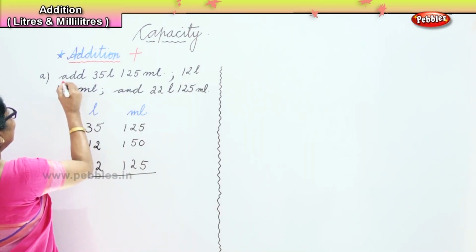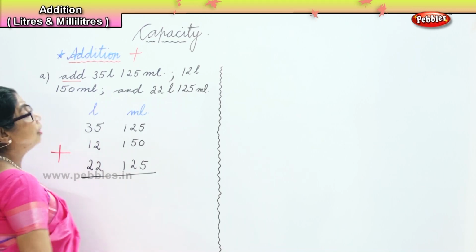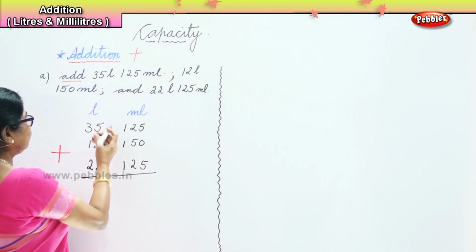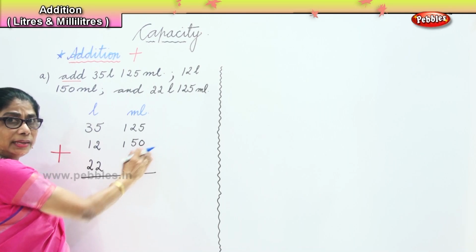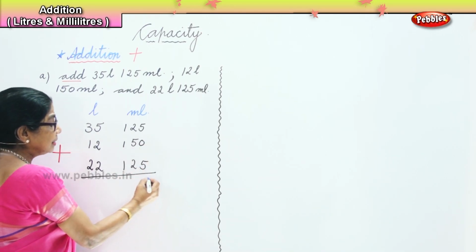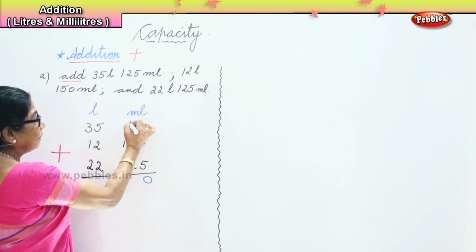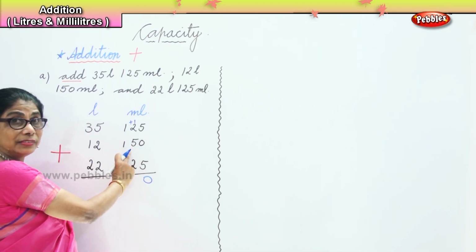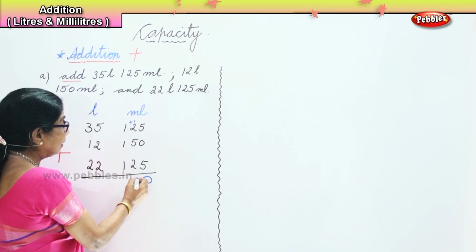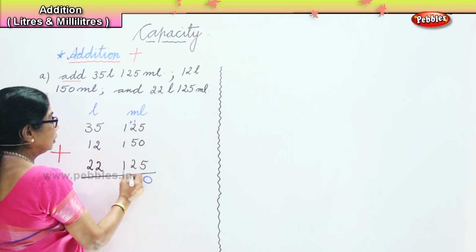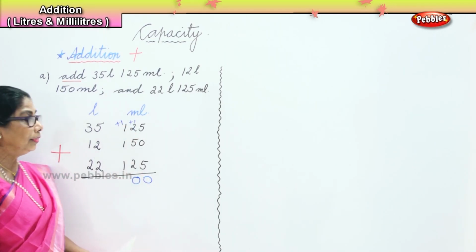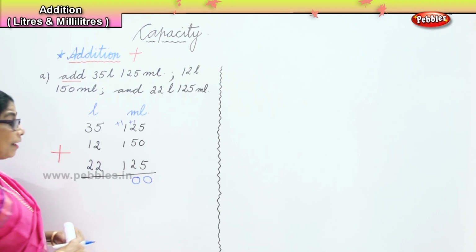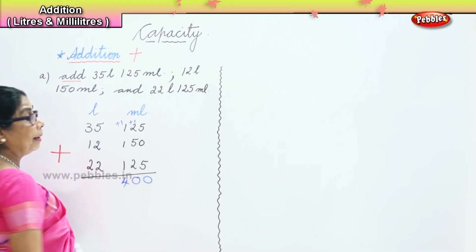What are we doing? We are doing addition. So, put a nice sign for us to remember we are adding. Now, let's do the actual addition. 5 plus 0 is 5, plus 5 is 10. So you put the 0 here, plus 1. 1 plus 2 is 3, 3 plus 5 is 8, 8 plus 2 is 10 again. Then you put the 0 here, plus 1 here. Then 1 plus 1 is 2, 2 plus 1 is 3, 3 plus 1 is 4. So we get 400 milliliters.